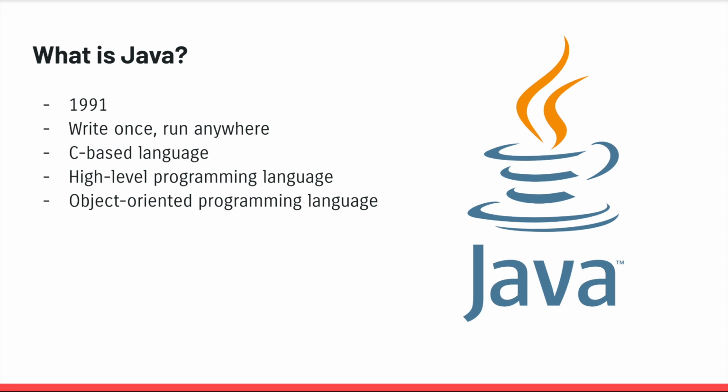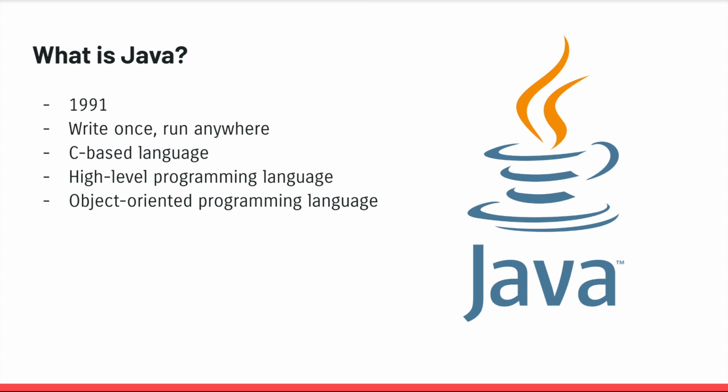So initially it was made to run on set-top boxes that were connected to people's TVs, kind of like DVR. But nowadays you can find it on websites in the form of Java applets. You can find it on Android phones. It's used heavily in desktop. It's used in large applications that run on servers. You can find Java pretty much anywhere nowadays, and that's the reason it was created.